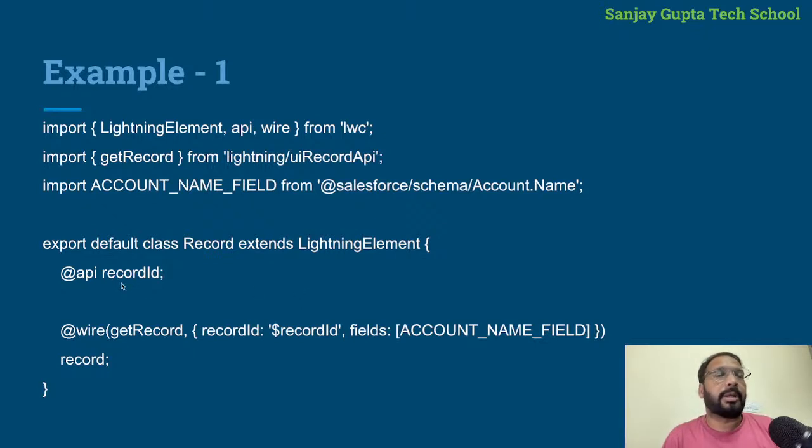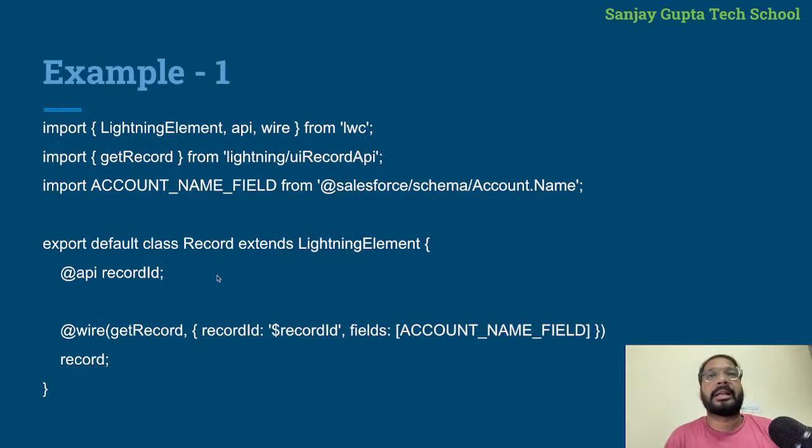This public property will actually access the record ID from the UI. Whenever you implement this component as a whole, you need to place this component on the account record page. If you place it on the account record page, that account record ID will be available automatically in this recordId property. So here you just need to understand how we can use @wire.